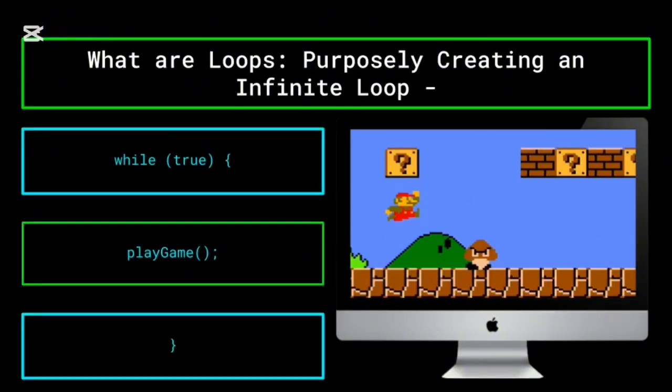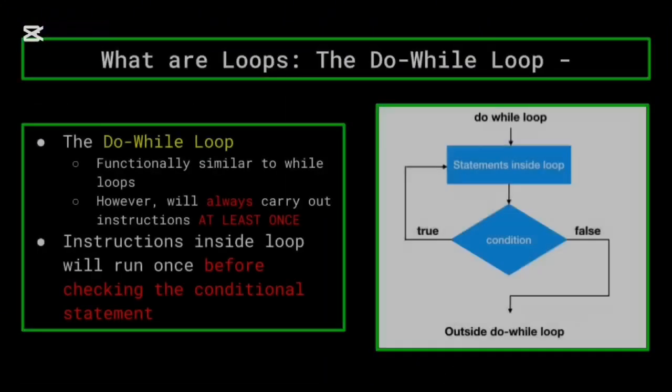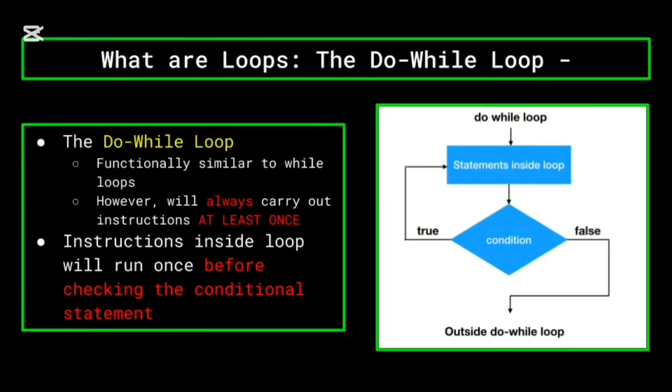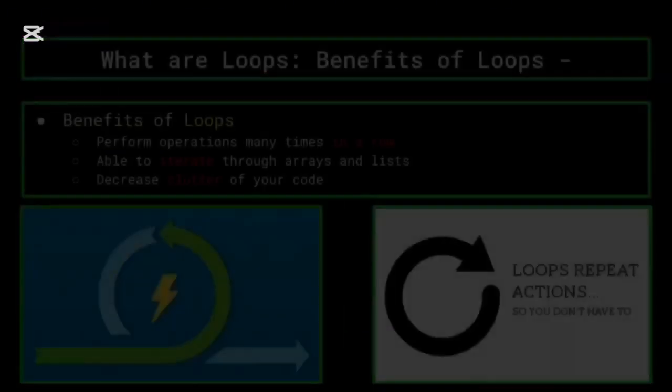Finally, I'd quickly like to cover the extension of a while loop, the do while loop. Do while loops are very similar to while loops, except they will carry out their instructions at least once, even if the condition is false, and then will carry on like a basic while loop. Essentially, the instructions inside of the loop will run at least once, and then if the condition is still met, they will run again and function as a normal while loop would.